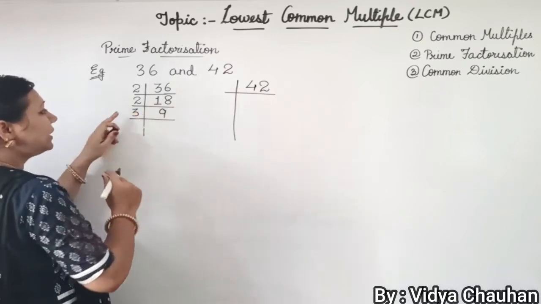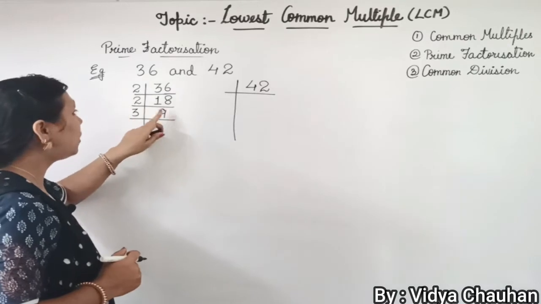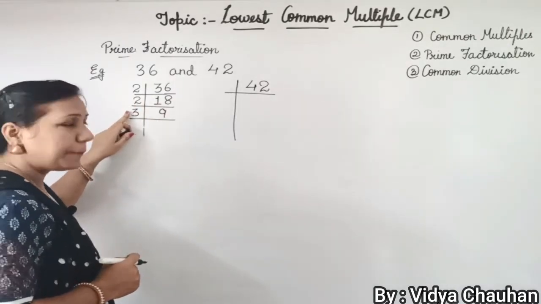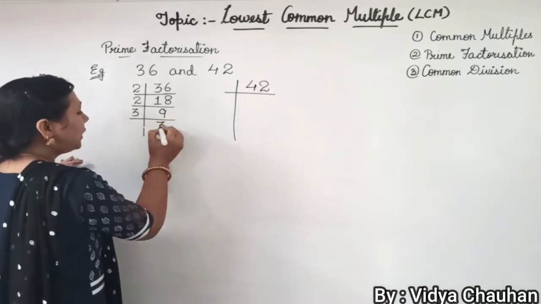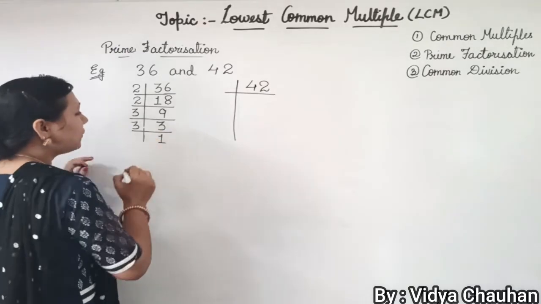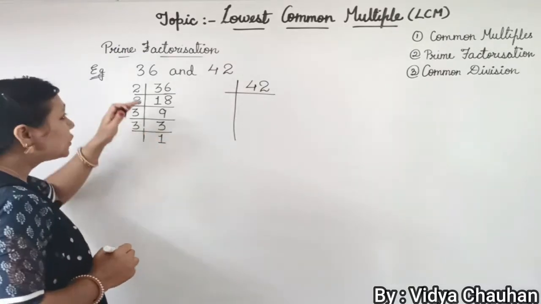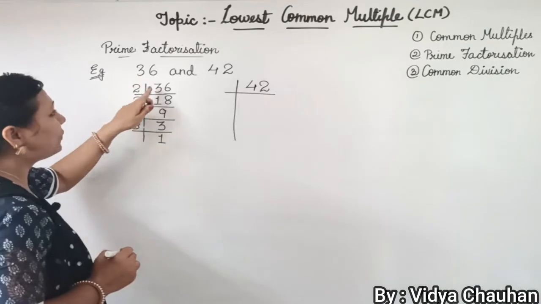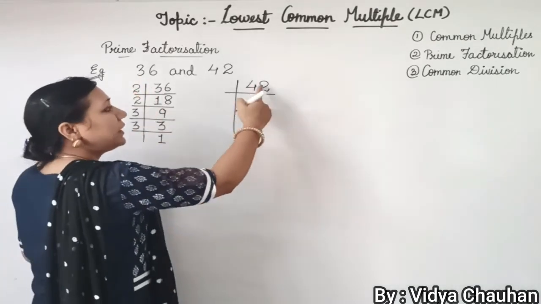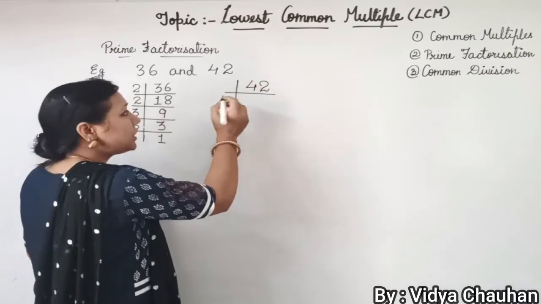Now I'll divide by 3 because 9 is not divisible by 2. So the next prime number is 3. 3 times 3 gives us 9, and then 3 1 time gives us 3. Clear? So we have done the factorization of 36. This is our first number. In a similar manner, you will find the factors of 42.